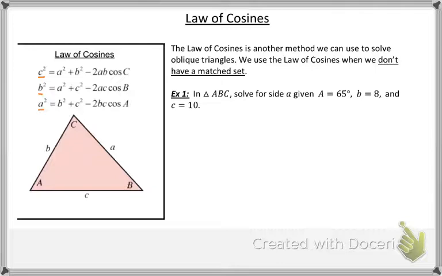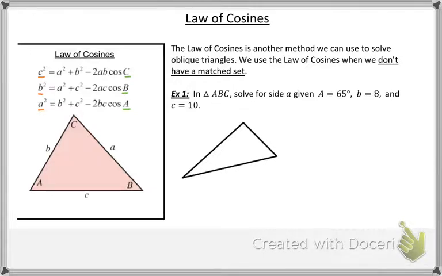For example, if we're trying to solve for angle C, then I start my equation with little c squared. If we're looking for angle B, then I start my equation with little b squared. And if we're looking for angle A, then we start with a squared. So let's look at an example. In example 1, we have a triangle ABC, and we're looking for side a given angle A, side b, and side c. So let's again start by drawing a diagram.